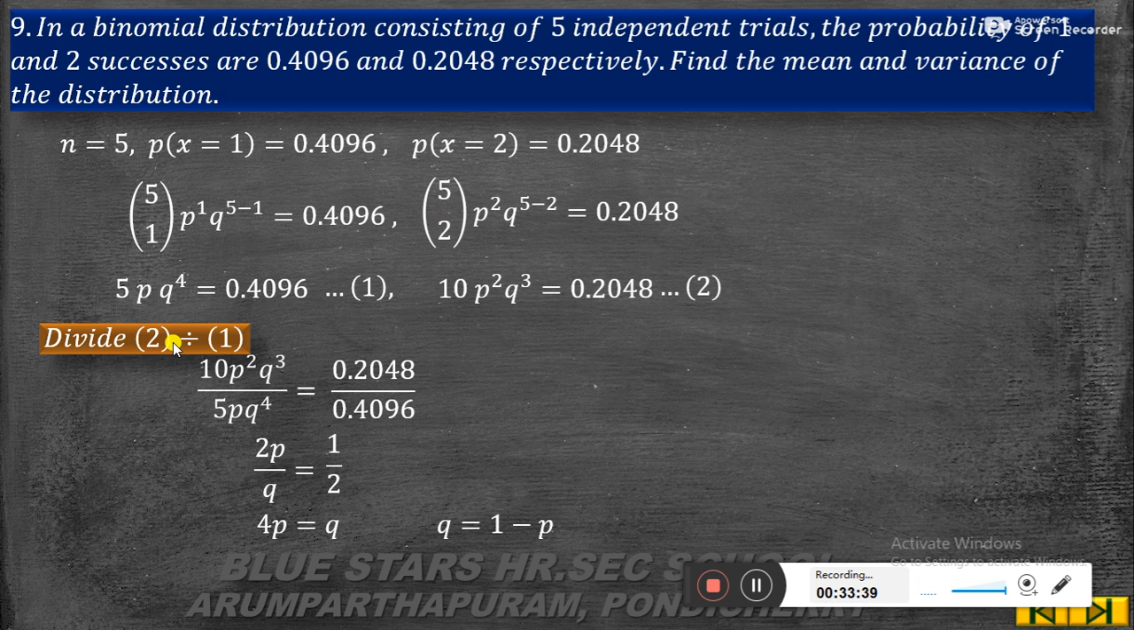So divide equation number 2 by equation number 1. 10 p square q cube equal to 0.2048, divided by 5p into q power 4 equal to 0.4096. Next, p cancels from p square, and q cube cancels from q power 4. The remaining terms are 10 divided by 5, so 5 2s are 10. 2p by q equal to 1 by 2. Therefore, doing the cross multiplication, 4p equal to q, where q equal to 1 minus p.